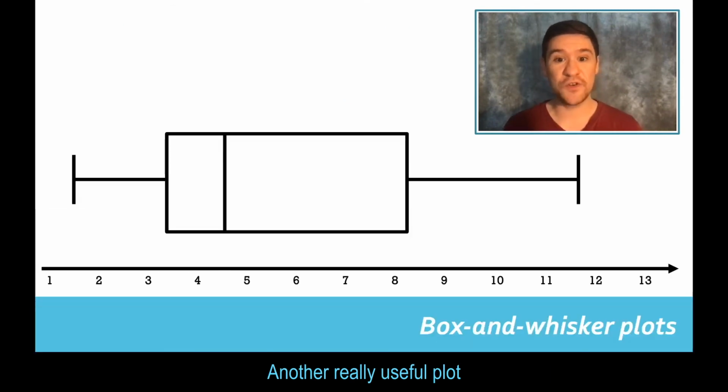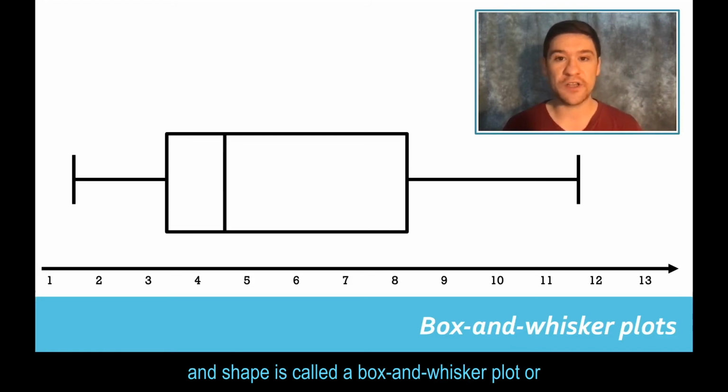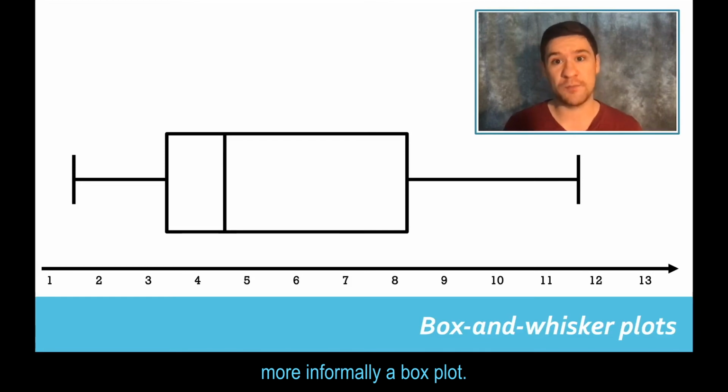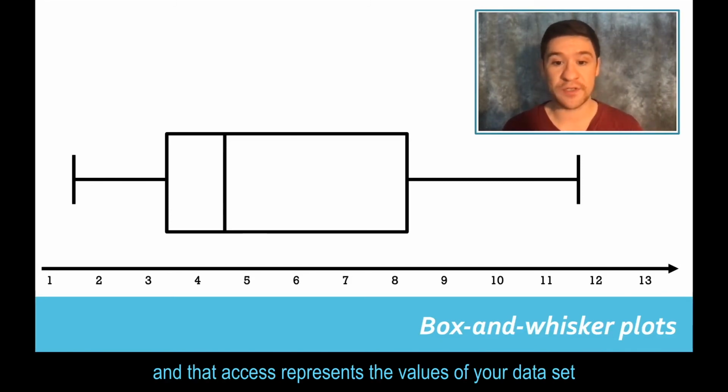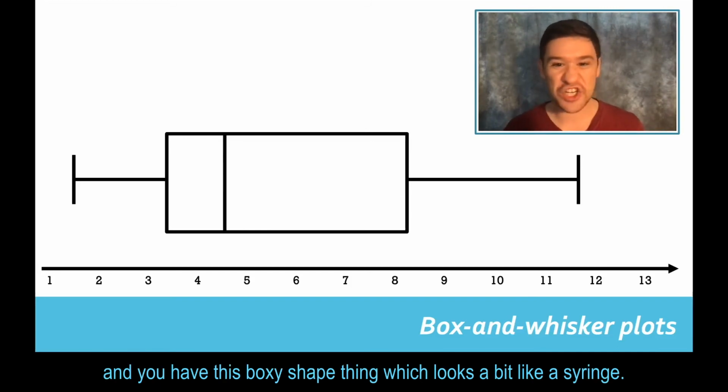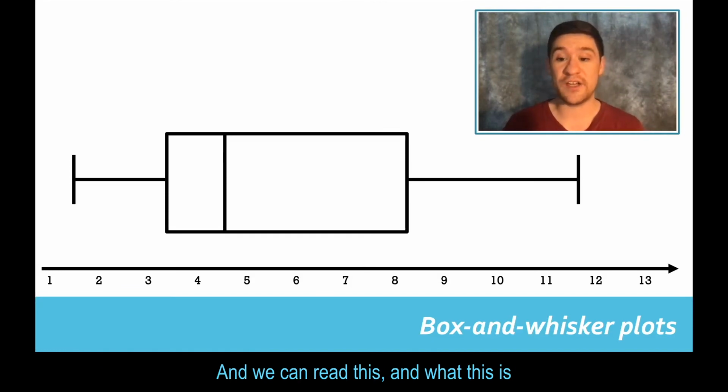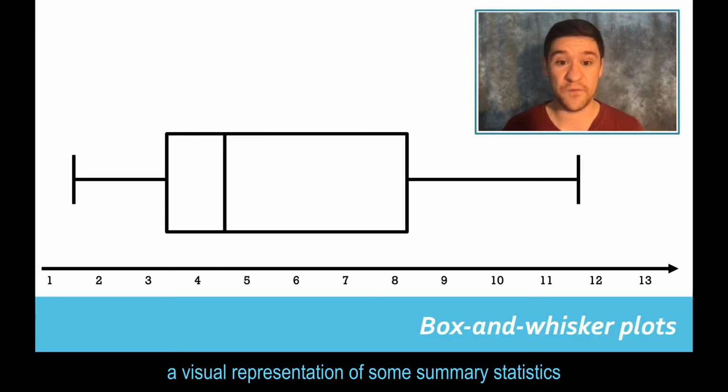Another really useful plot for being able to visualize spread and shape is called a box and whisker plot, or more informally, a box plot. And a box plot looks like this thing here. So you have an axis, and that axis represents the values of your dataset. And you have this boxy shape thing which looks a bit like a syringe. And we can read this, and what this is, is a visual representation of some summary statistics.